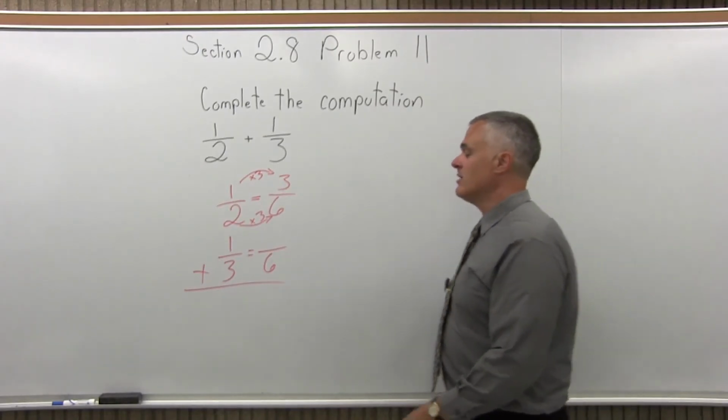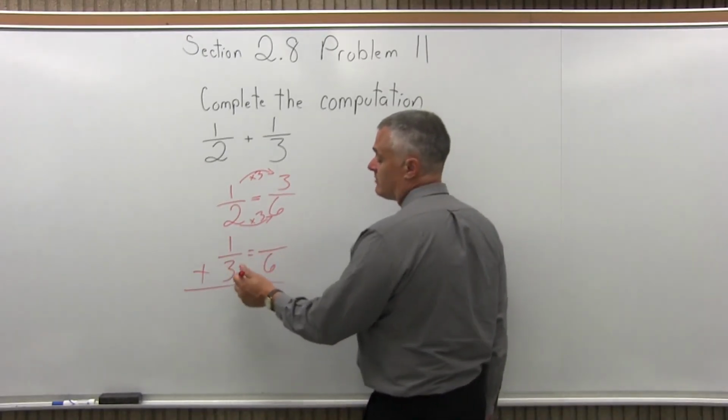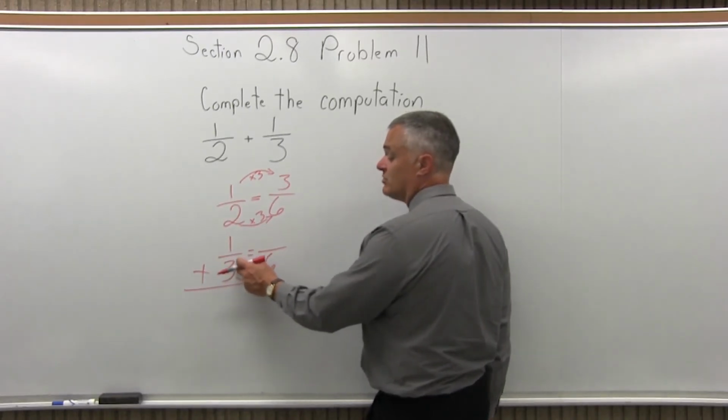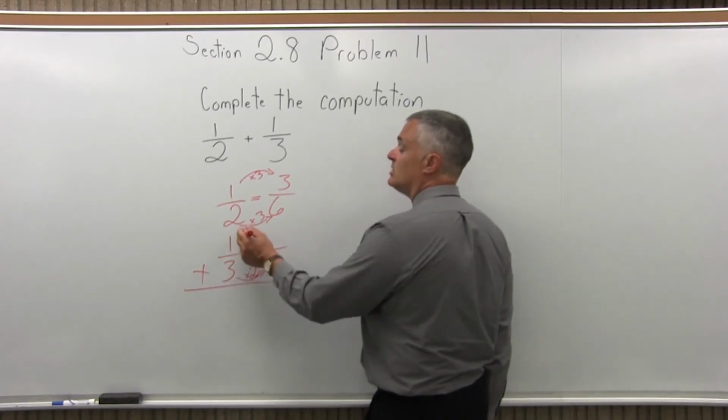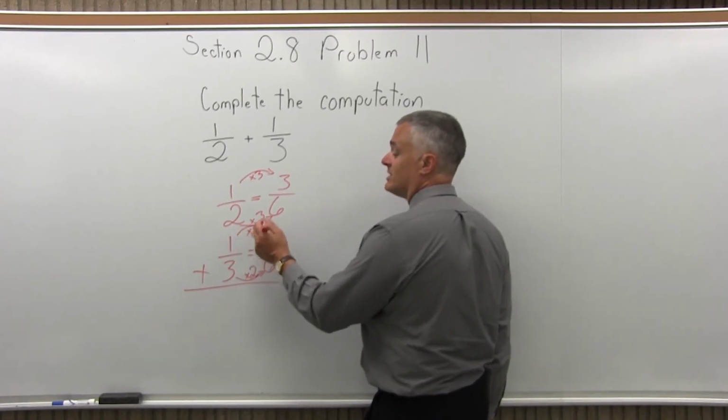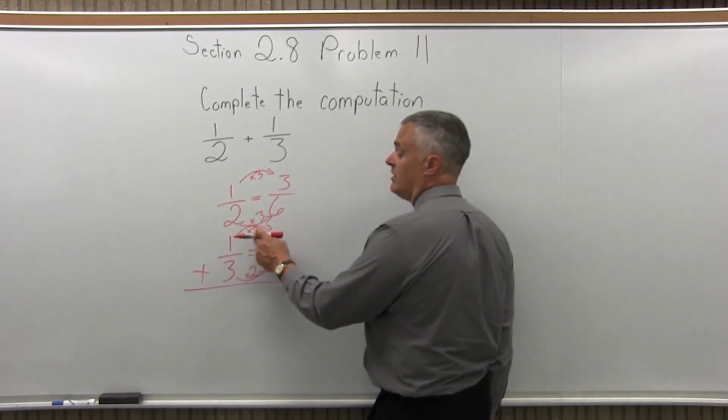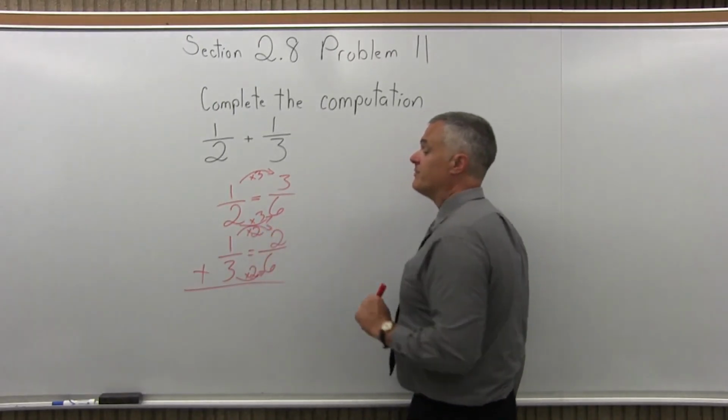It's the same amount. Now, for the 1/3, do the same process. My denominator of 3 changed into a denominator of 6, so it must have been multiplied times 2. 3 times 2 is 6. So the numerator will be multiplied times that same value of 2. My numerator of 1 times 2 is 2.